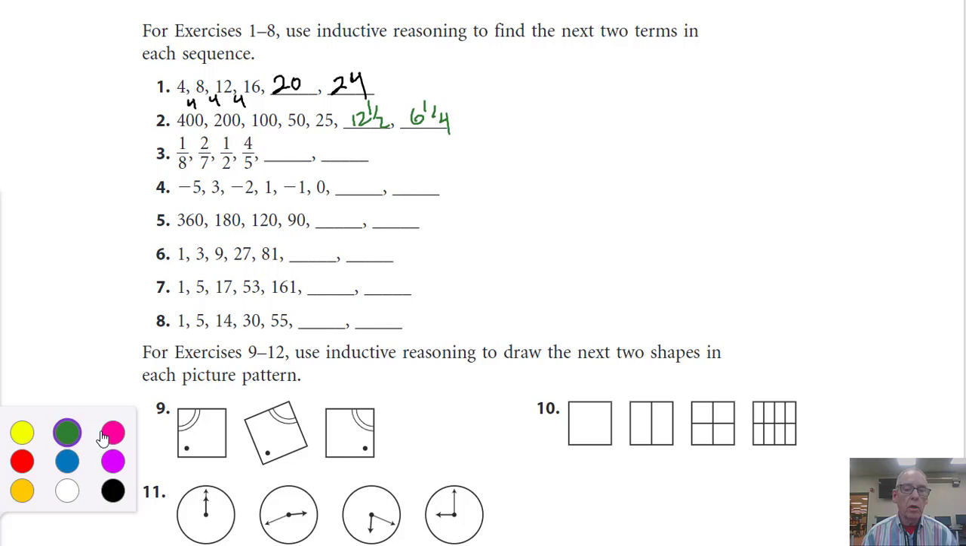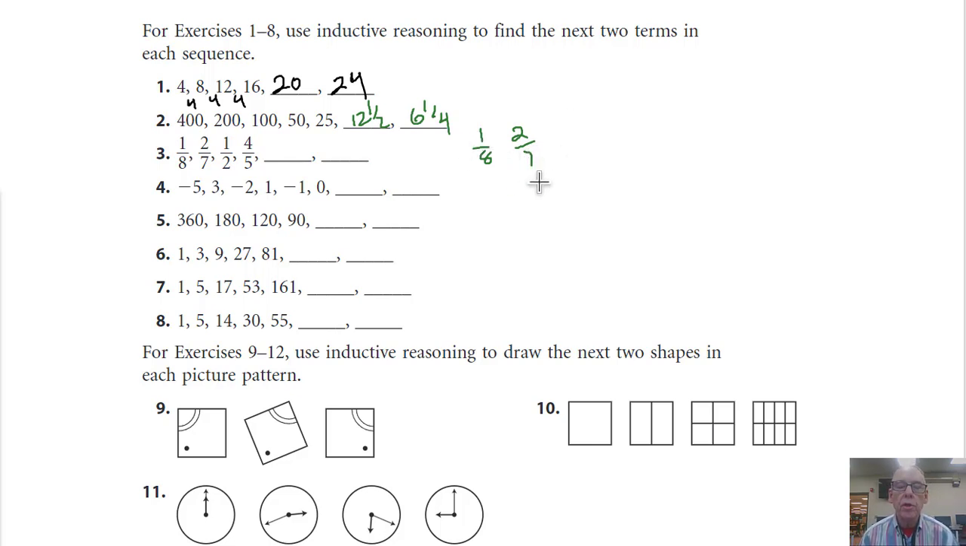Looking at number 3, see what we got. We got 1 over 8, 2 over 7, 1 over 2, 4 over 5. So let's see what's up with this. We got 1 over 8, 2 over 7. So I'm thinking the numerators are increasing by 1 and the denominators are going down by 1. Our next one in that pattern would be 3 over 6, which is the same thing as this 1/2.